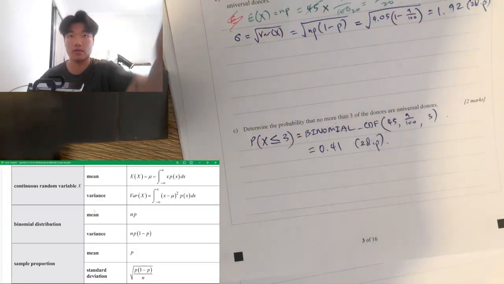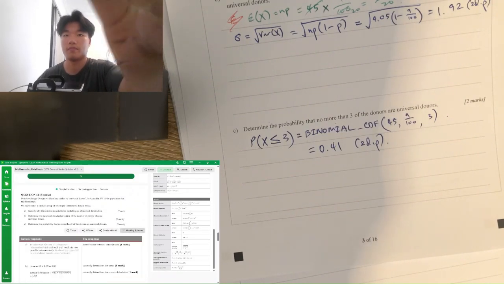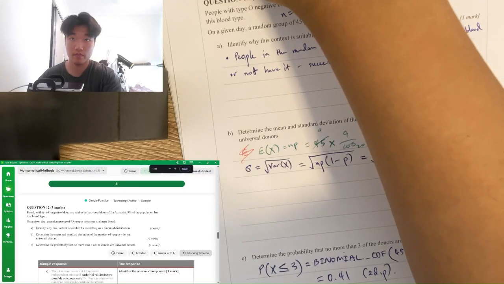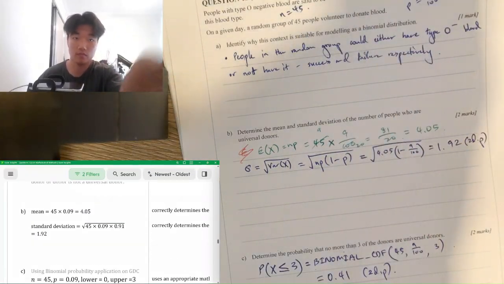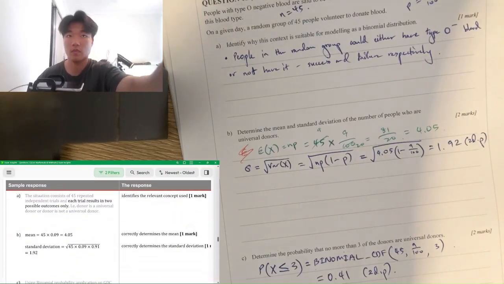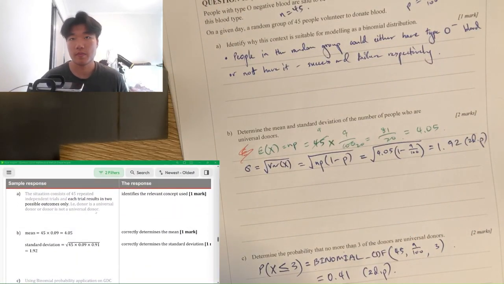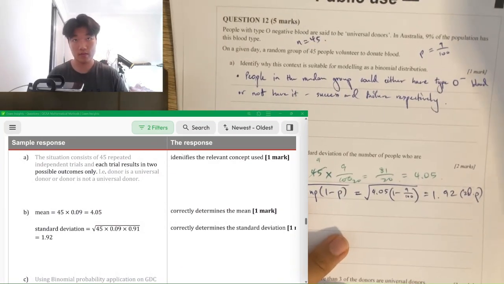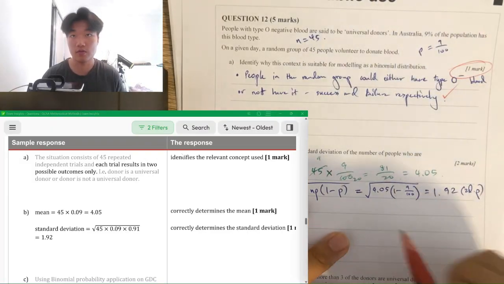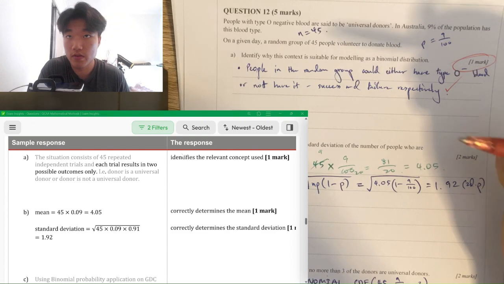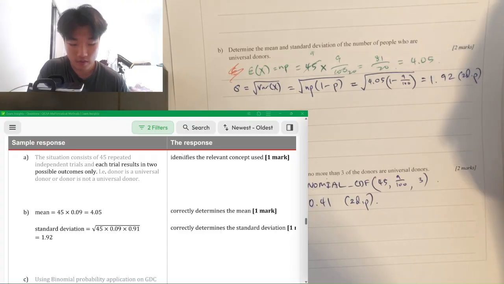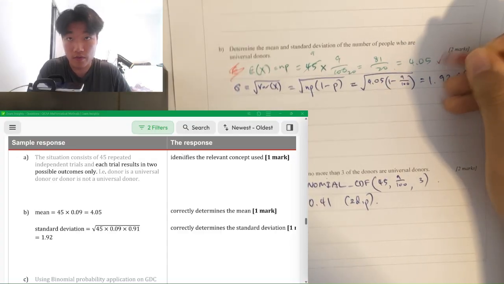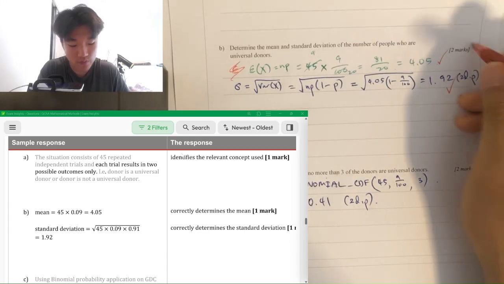Okay, let's see. Two possible outcomes. I'd say that's basically what I wrote. Success and failure, two possible outcomes. Yeah, i.e. donor is a universal donor or donor is not. Yeah, that's basically what I said. The mean is 45 times 0.09, which is 4.05. Yep, I calculated the mean. Standard deviation is 1.92, as mentioned before.